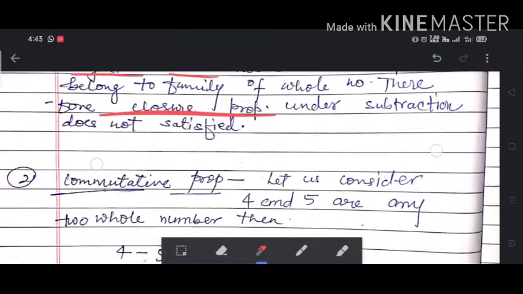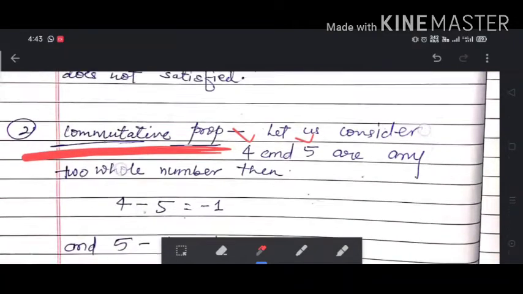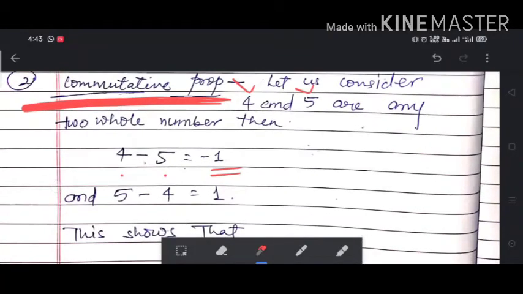Now let us see the next, that is the commutative property. So let us see what the commutative property is. In order to prove the commutative property, let us consider any two whole numbers. The whole numbers here we have taken are 4 and 5. If we first subtract 4 minus 5, we get the result as minus 1. And 5 minus 4, why is it so? Here we change the order of these two numbers only.